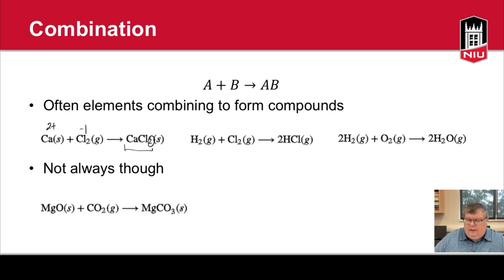If I take H2 and Cl2 and mash them together, I get HCl. Notice that's HCl, not H2Cl2. That's because this forms a plus 1 and this forms a minus 1. And then I balance it, as we'll talk about in a later video, by putting a 2 in front of the HCl. Similarly, 2H2 plus O2 goes to 2H2O. It's not just smashing them together to make a compound, it's getting the formula right and then balancing.